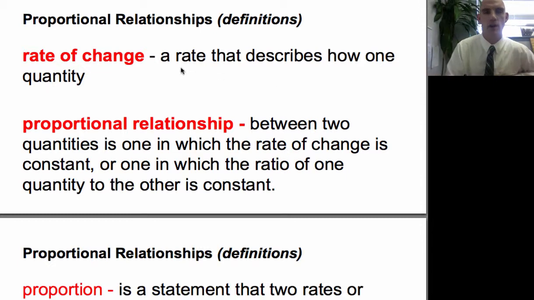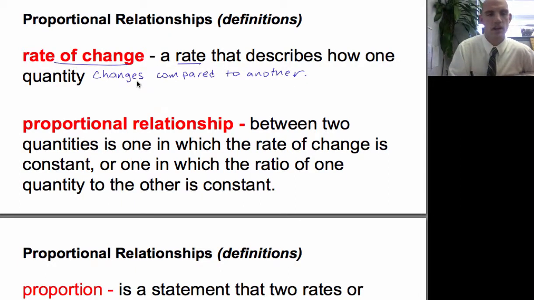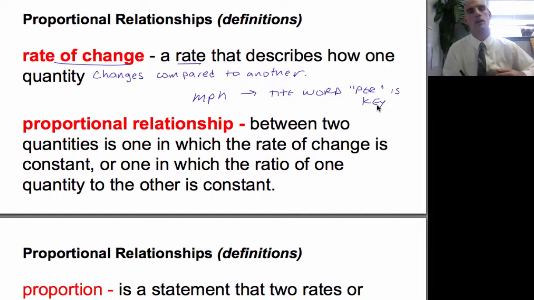Proportional relationships have to do with the rate at which something is changing. So the rate of change is a rate that describes how one quantity changes compared to another. So for example, the rate of change might be miles per hour. The word per is key. We're going to have per in rates because it's going to be per time. So dribbles per minute, fouls per day, whatever it is.